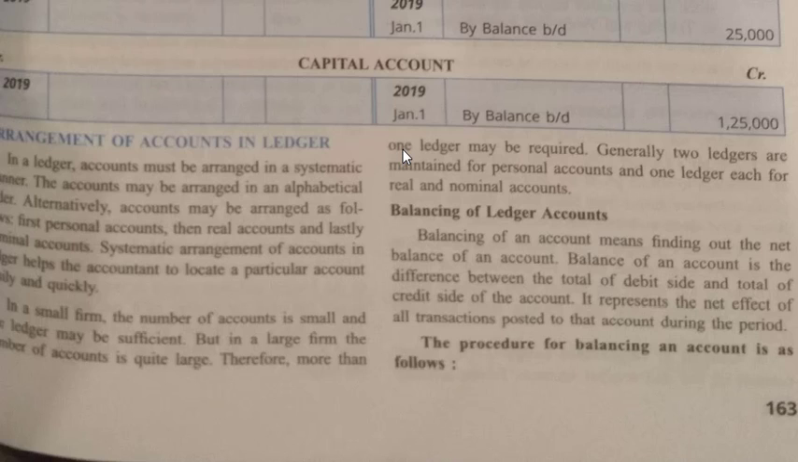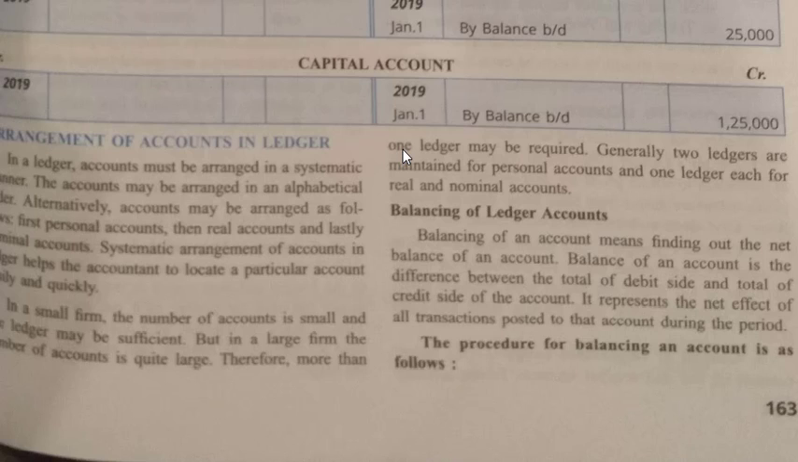In small firms the number of accounts is small and one ledger may be sufficient, but in large firms the number of accounts is quite large, therefore more than one ledger may be required. Generally, two ledgers are maintained for personal accounts and one ledger each for real and nominal accounts.